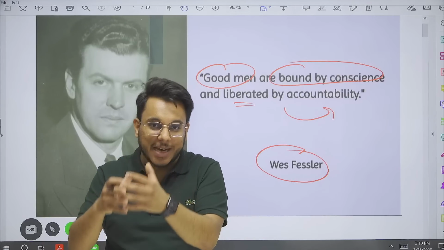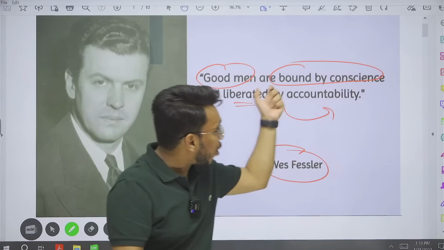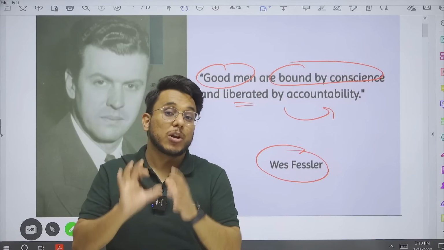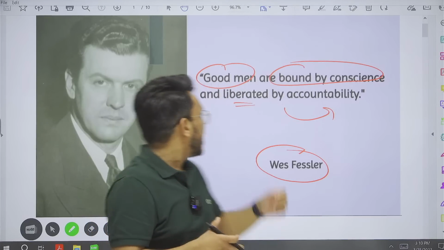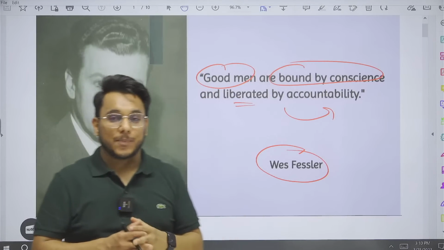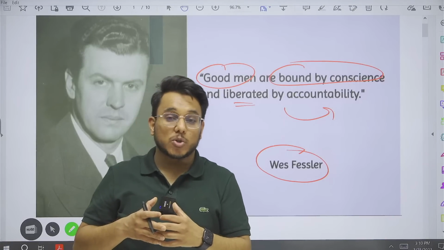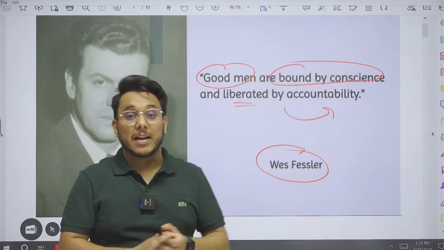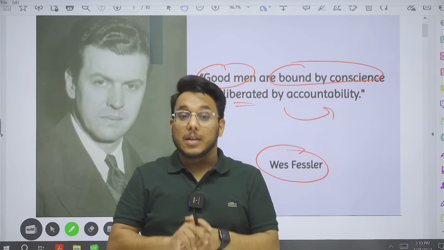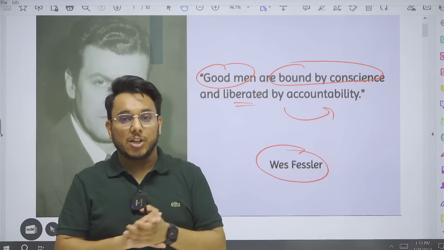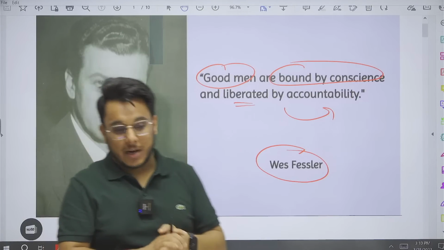Your voice of conscience guides us that this should not be done and this should be done. So the good men, the ethical men, are always bound by conscience. They are not bound by external pressures. They are bound by internal pressures, that is the voice of conscience, and liberated by accountability. When they have an opportunity to answer about their actions, about their conduct, they feel liberated. Accountability gives them an element of liberation, whereas unethical people feel burdened when they have to furnish accountability, but good men feel empowered when they get an opportunity to furnish their accountability.